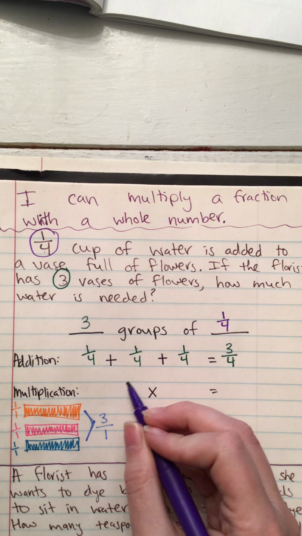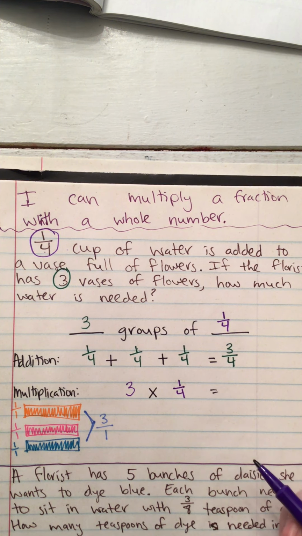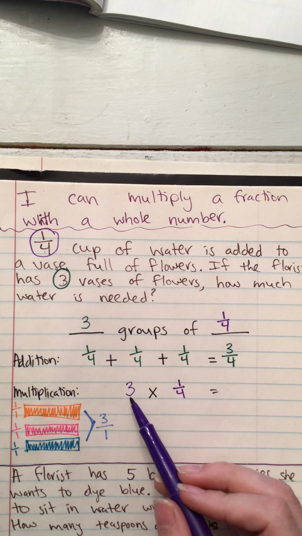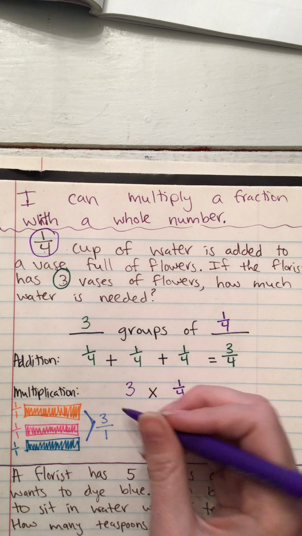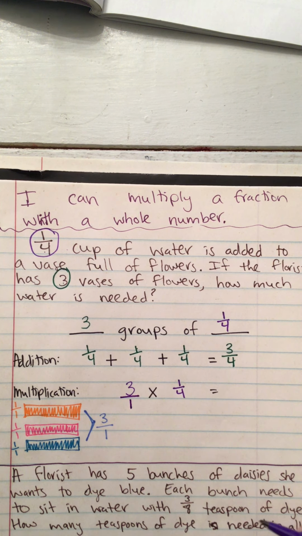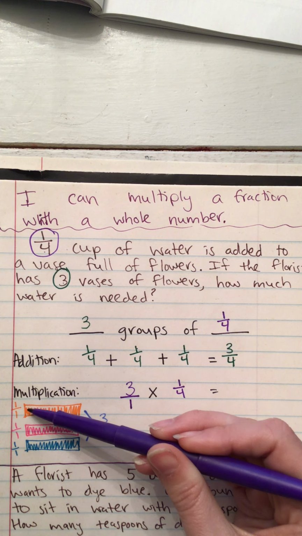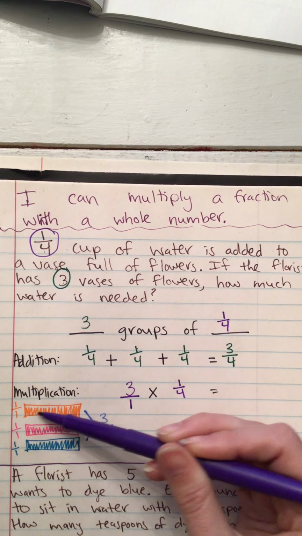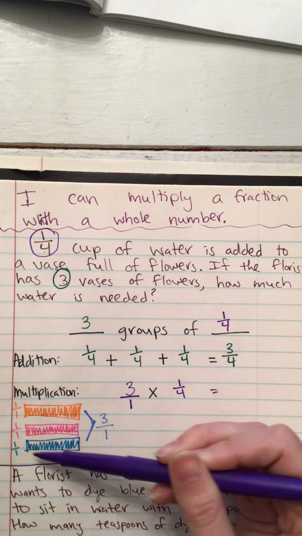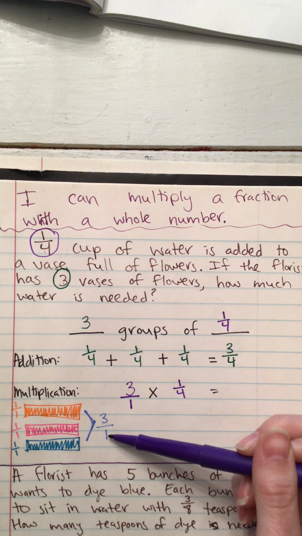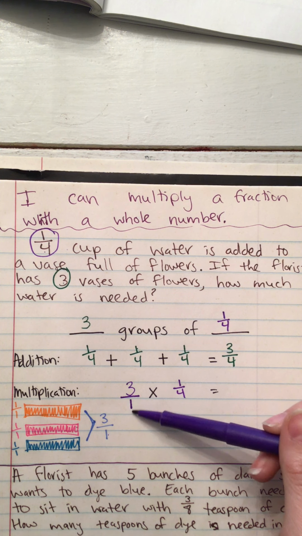Same thing. It's going to be 3 times 1/4. 3 groups of 1/4. And friends, whenever you have a whole number, it's like there's an invisible 1 underneath it. Okay? It's like there's a line and there's an invisible 1 to make it a fraction. Because if I draw my rectangle and color it all in, that's 1 whole, right? So this would be 1 out of 1. This is another 1 out of 1. So if I count all these up, I have 3 wholes. Okay, so maybe that might help you remember that there's just a 1 underneath it.